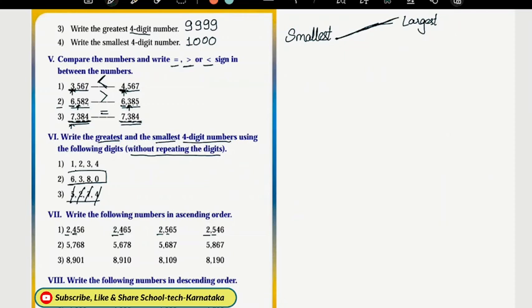Since 5 is greater than 4, we now know that 4 and 4, these two digits come first. So to check which is the smallest in these two digits, we move to the tens place. At tens place we have 5 here and 6 here. So obviously 5 is small. We have found the smallest number. 2, 4, 5, 6.